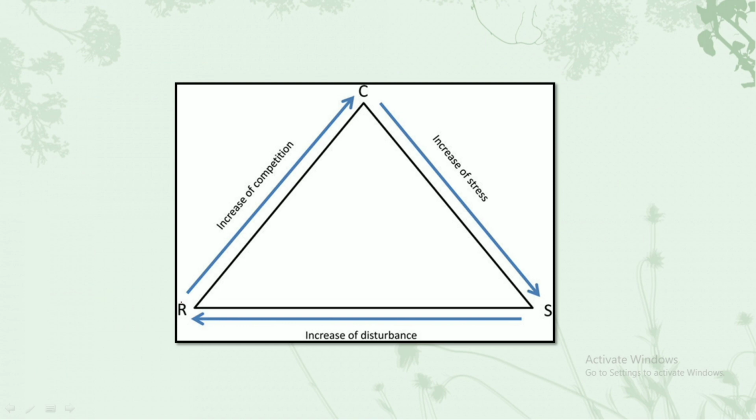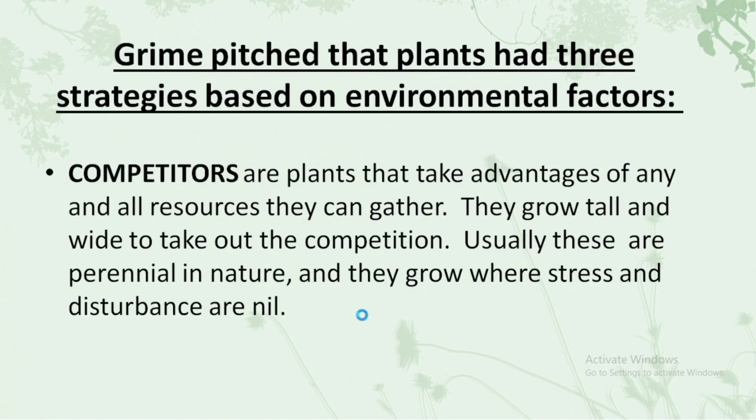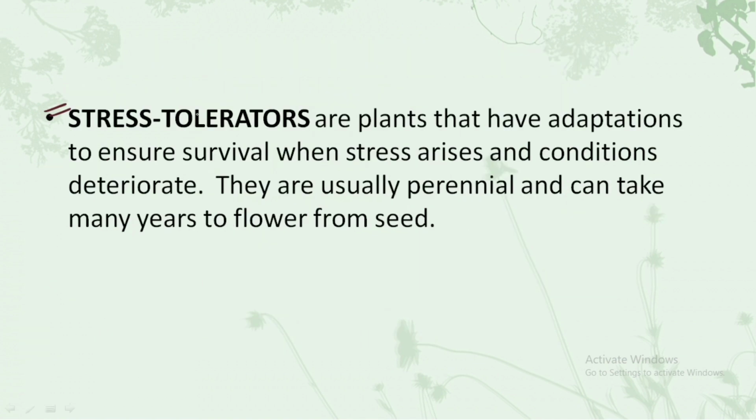As we can see, we have just understood that the competitors are the ones in which there is very negligible stress present, and in addition the disturbance is also nil. The second one is about the stress tolerators. These are the plants that have the adaptations to ensure survival where stress arises and the conditions deteriorate. These are usually perennial and they can take many years to flower from the seeds. This is about the stress tolerators.